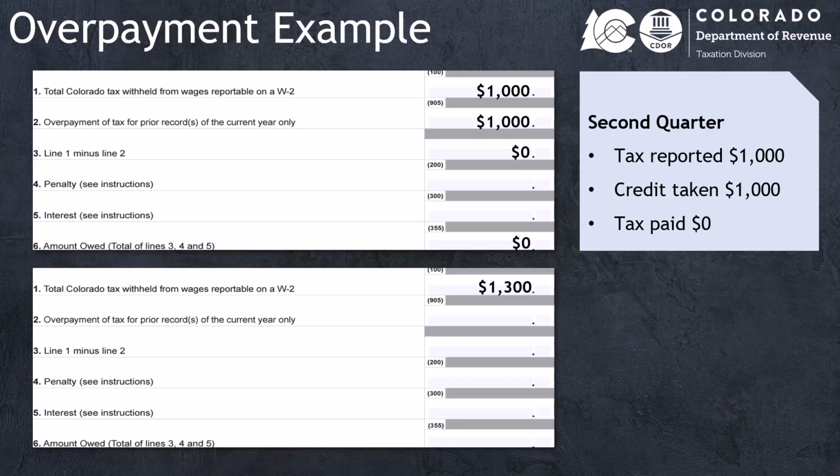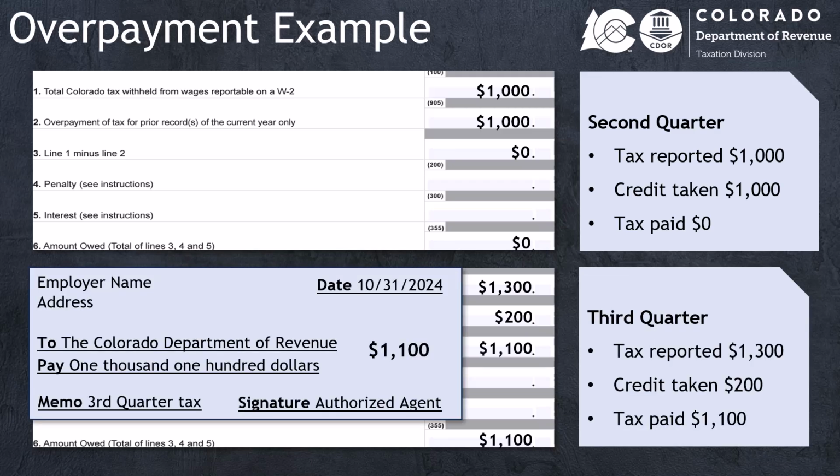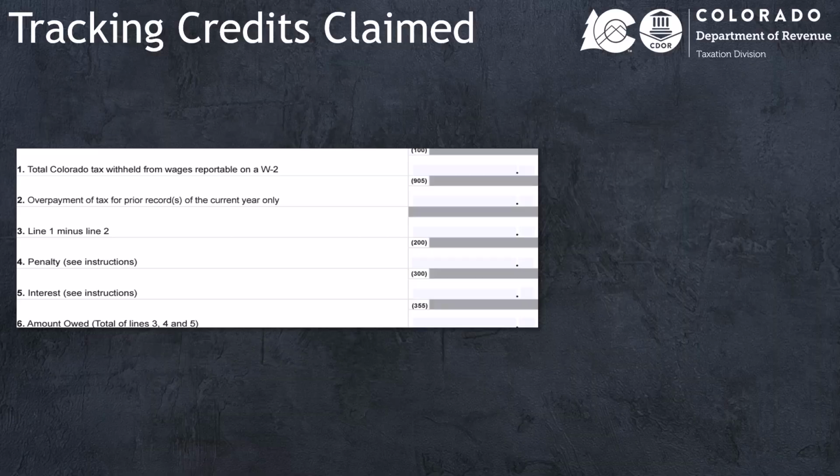In the third quarter, the total withholding liability is $1,300, so the employer can claim the remaining $200 overpayment made to the first quarter, reducing the payment in the third quarter to $1,100. Let's pause here because this is very important.